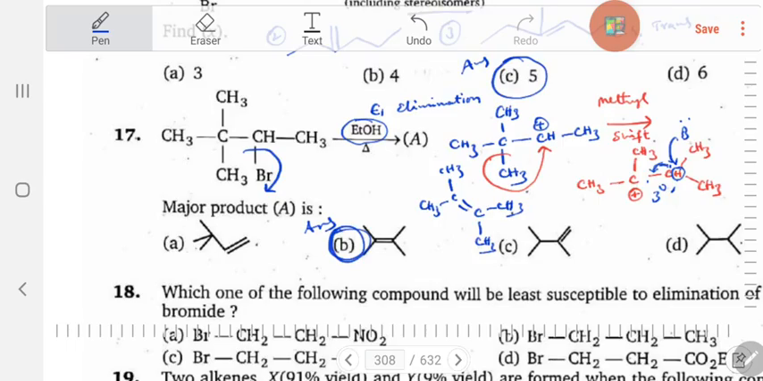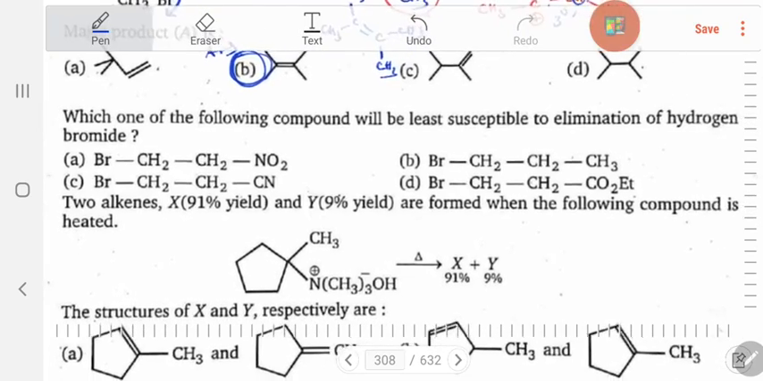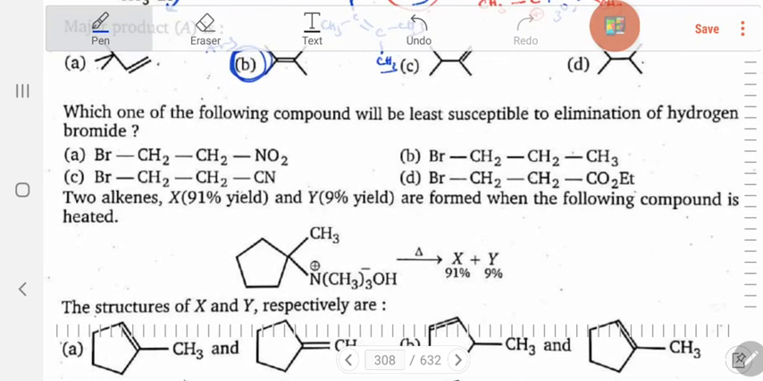Now coming to question number 18. Which of the following compounds will be least susceptible to elimination of hydrogen bromide? So we need to remove HBr. To remove HBr, in which case will it be difficult? Now say this. Here there is a withdrawing group and a good leaving group. Therefore the hydrogen here is acidic hydrogen, right? When acidic hydrogen is there, this H plus can be removed easily. Then this bond can be shifted and Br leaves. So E2 elimination occurs readily.